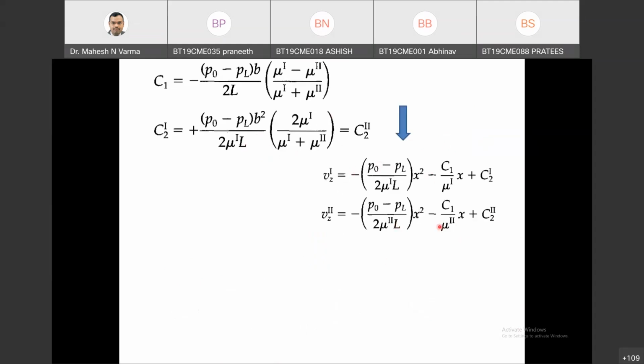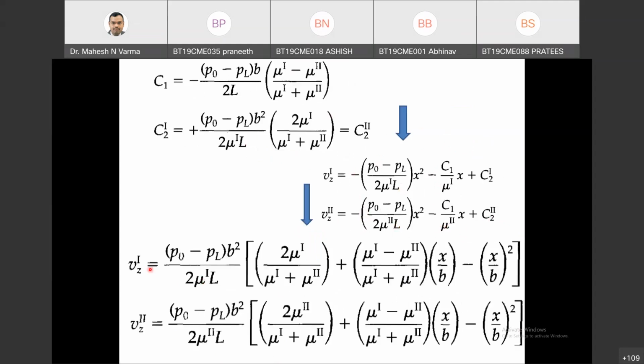After substituting, this is the velocity profile, and the velocity profile will be different. This is the term which is differentiating, because of mu2 and mu1 the velocities are different. This velocity profile is valid for x equals -b to 0, which gives the velocity profile for phase 1, and this is valid for x equals 0 to +b.